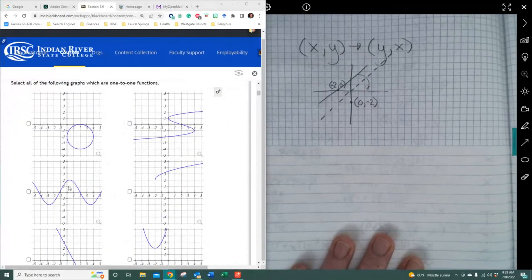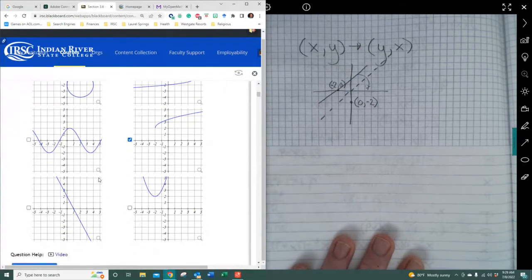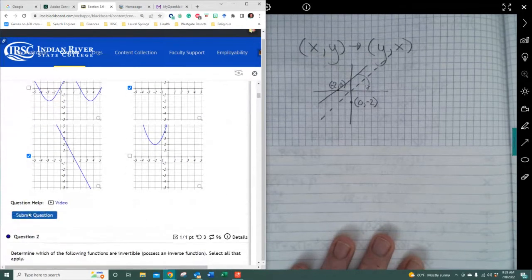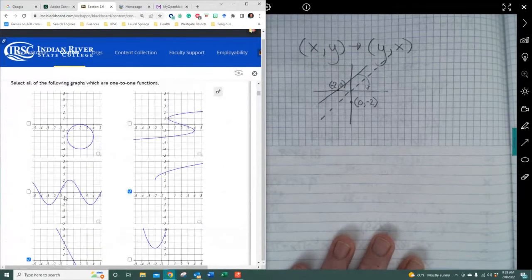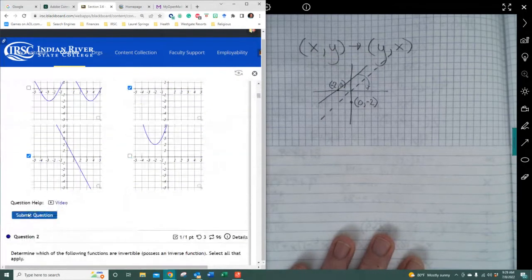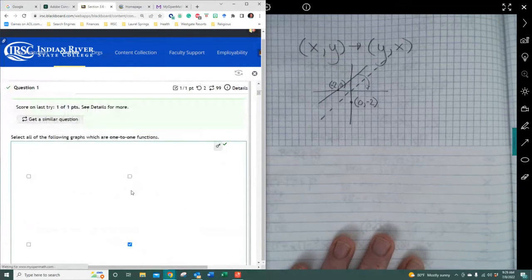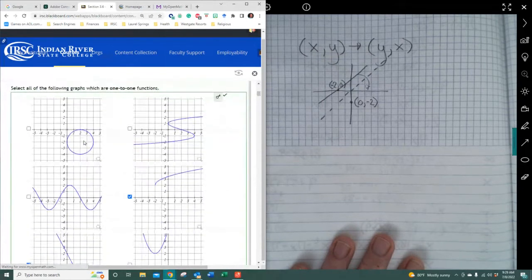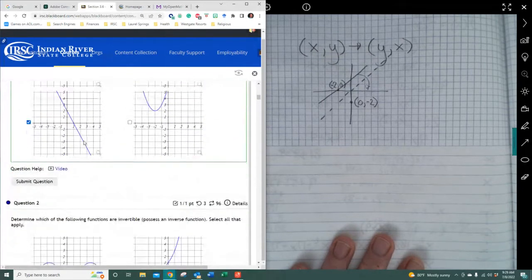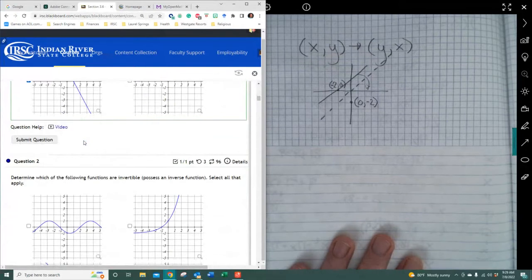This fails the horizontal line test. This passes the horizontal line test and passes the vertical line test, so this is one of our answers. This fails the horizontal line test, and this passes the vertical and horizontal line tests. So we have our answers. That's as much as we need to worry about in that regard. Okay, 1 of 1. So we keep on doing that through this process.